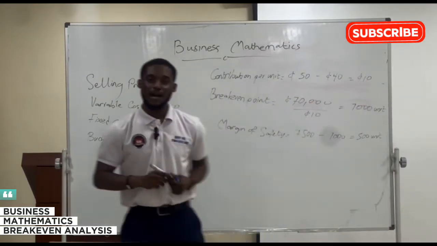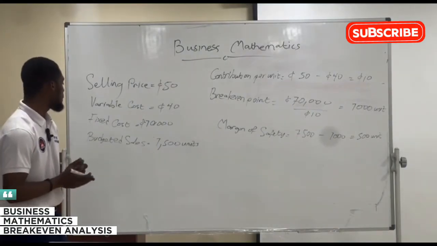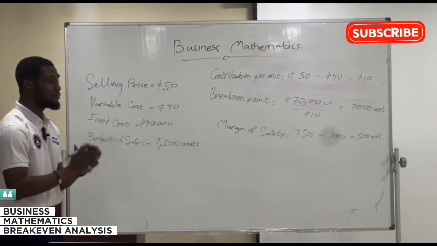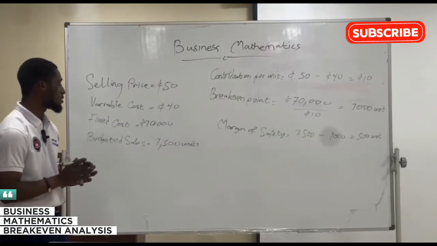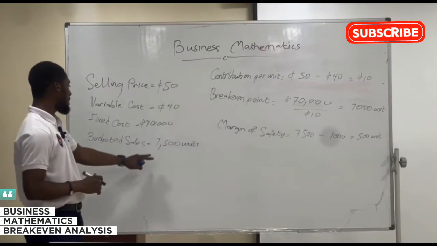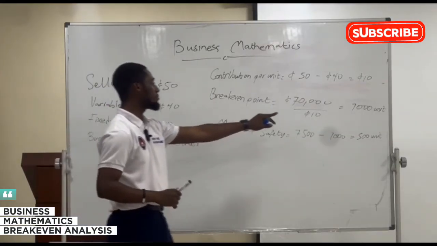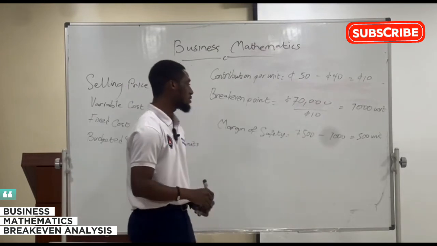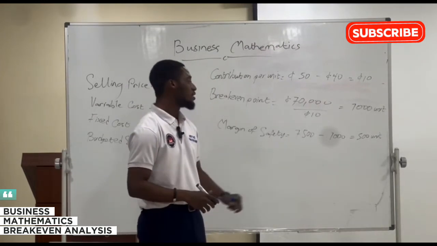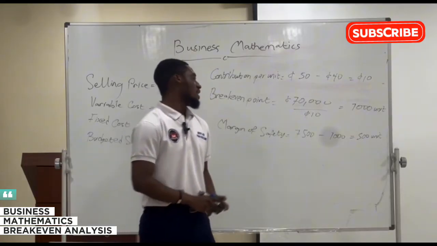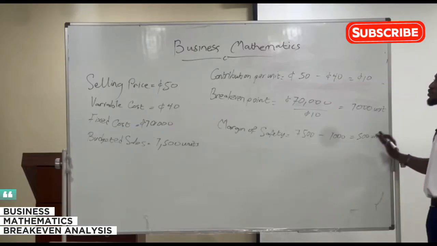So, margin of safety, please state it down. Margin of safety is budgeted sales minus break-even point. So we had our budgeted sales to be 7,500 units, and we had our break-even point to be 7,000 units. So when you subtract the 7,000 from the 7,500, you get 500 units. And please, the margin of safety we had here is in units.